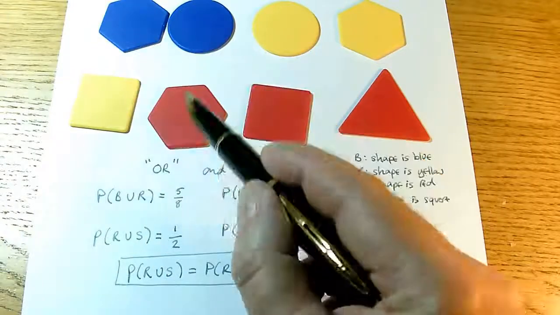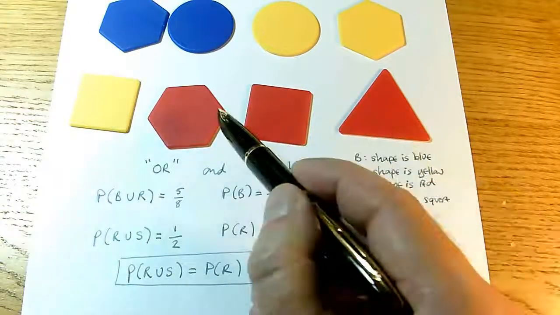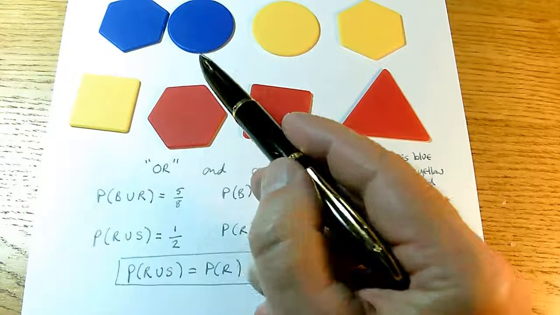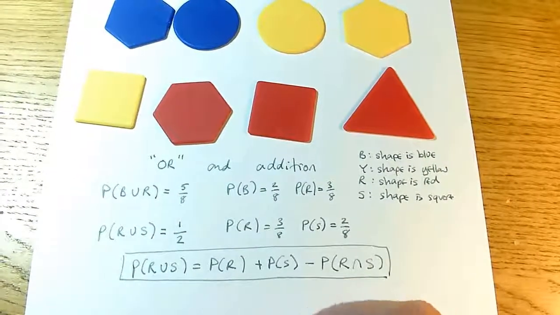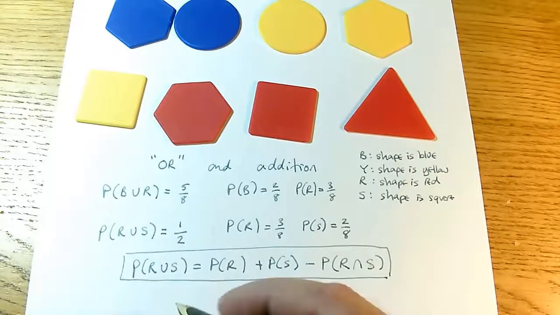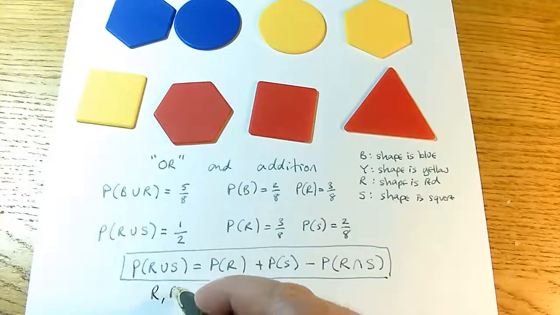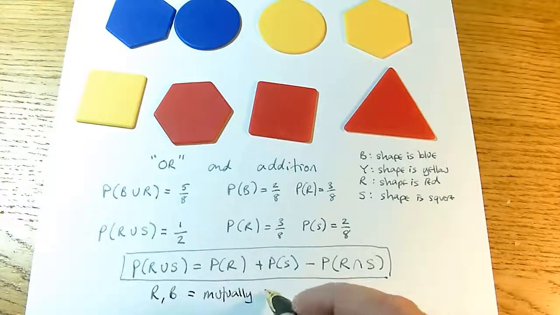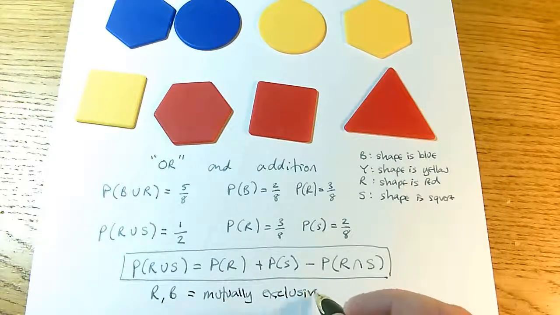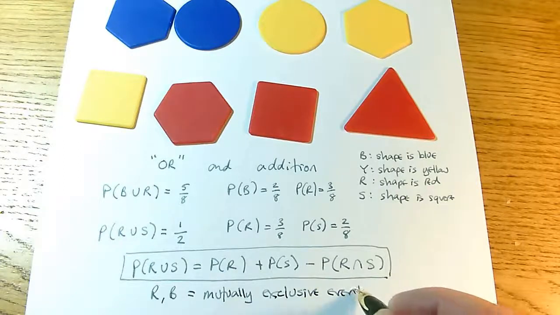Here are my blues, here are my reds. There aren't any that are both blue and red, so I can add the probability of blue to the probability of being red. Now, when that happens, these are called exclusive events. So R and B are called mutually exclusive events. And in this particular case, it's obvious that red and blue are mutually exclusive categories because it can't be red and blue at the same time.